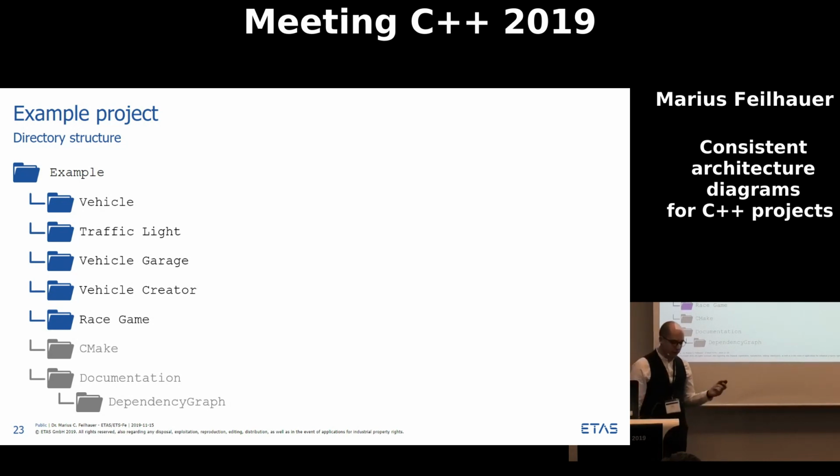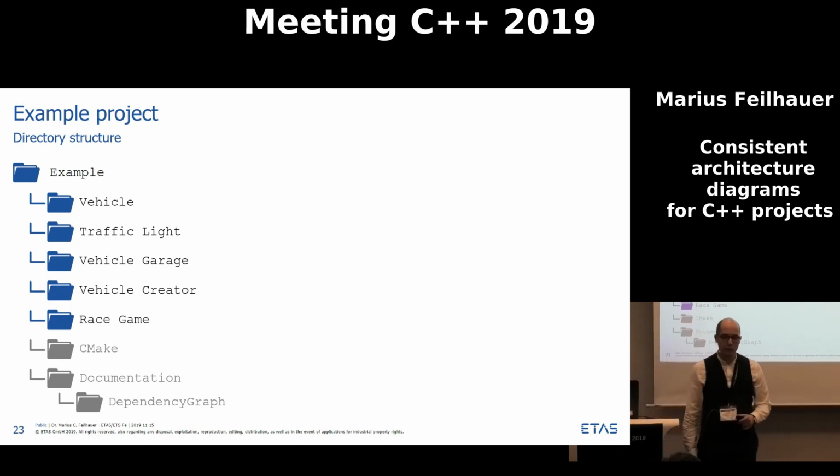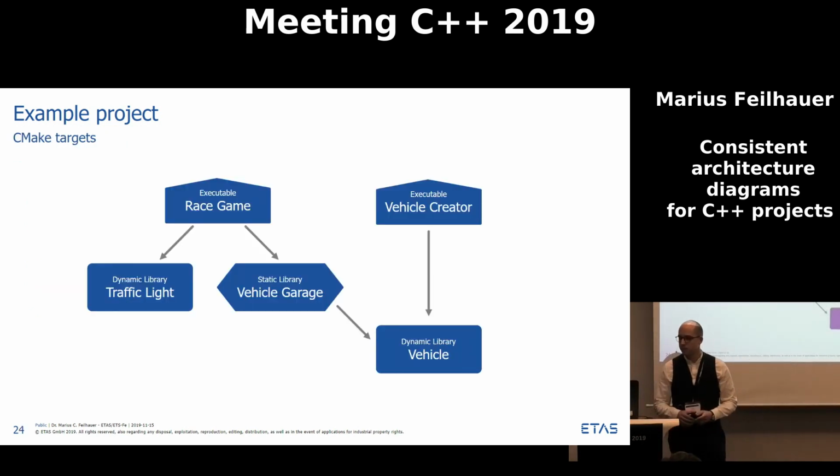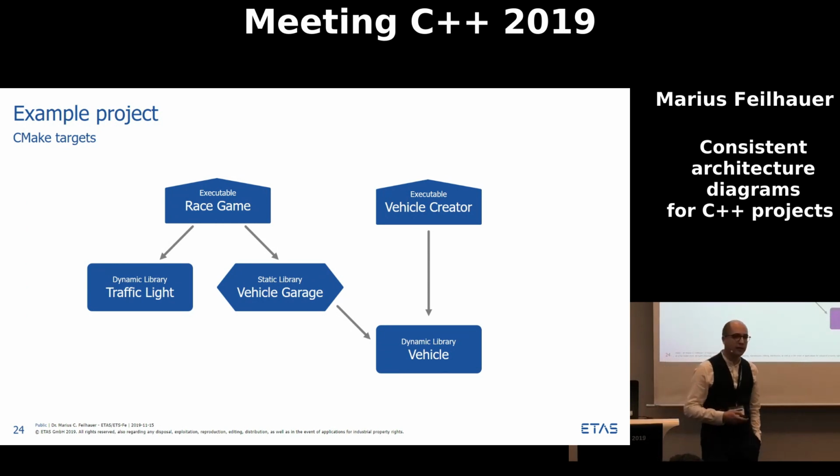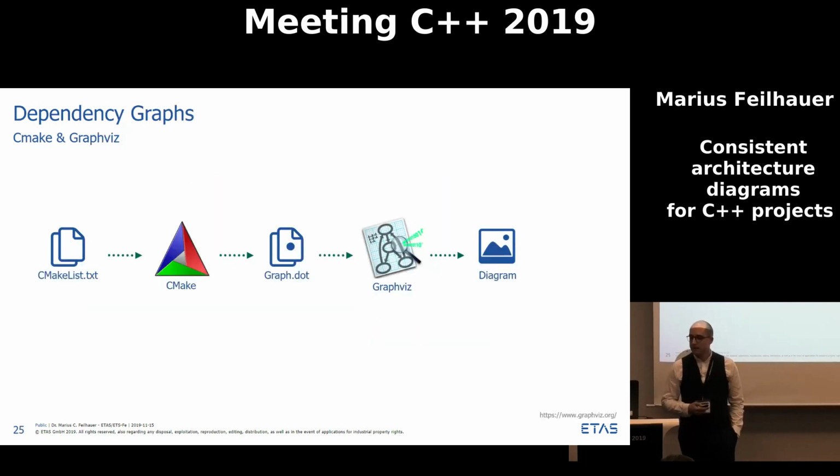These libraries, I've now created a PowerPoint slide to represent them. Now here we have different targets. The 5 libraries I've explained, an executable or 2 executables, a dynamic library, here another dynamic library, and a static library. And if you can use CMake, and I think many of us are, exactly such dependency graphs can be automated by CMake.